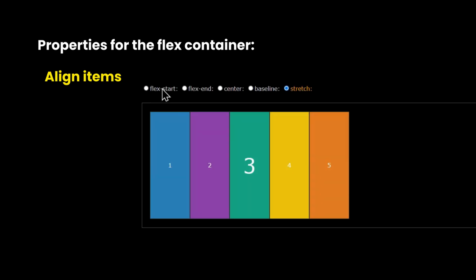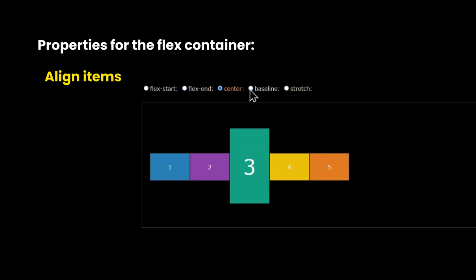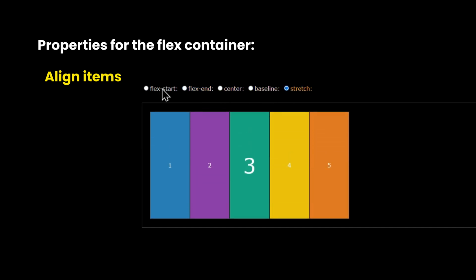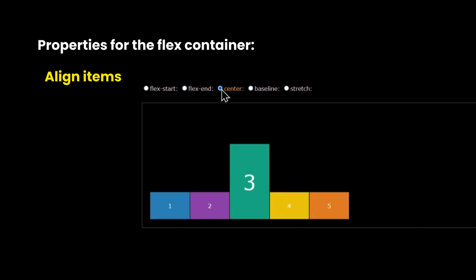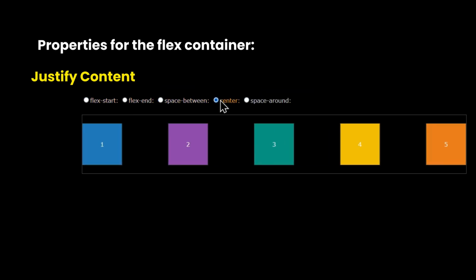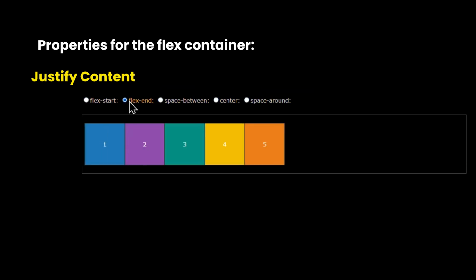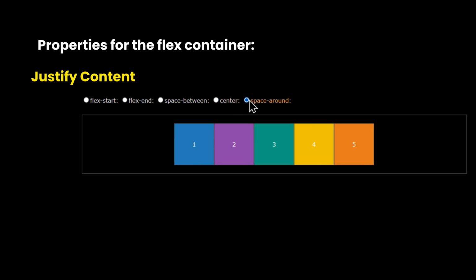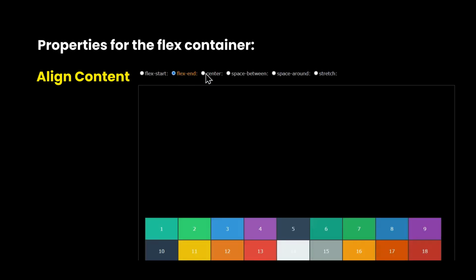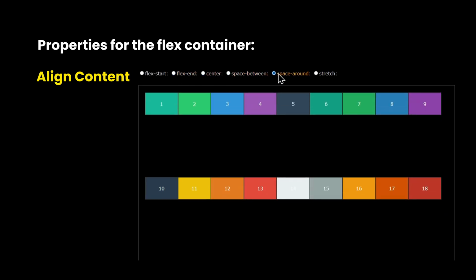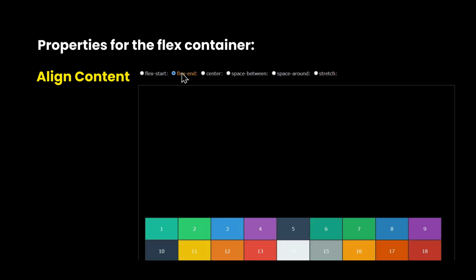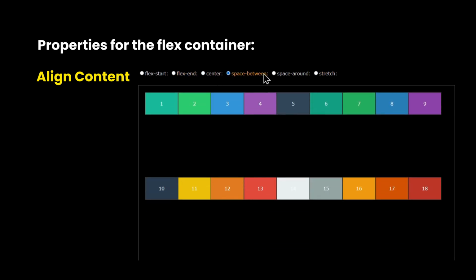Align items specifies the default alignment of the items inside the Flexbox. It is the vertical distribution of the elements. Justify content defines how the browser distributes the space between and around items in the horizontal direction. Align content can be used for multi-line flexboxes. It has no effect when items are in a single line. It aligns the whole structure according to its value.